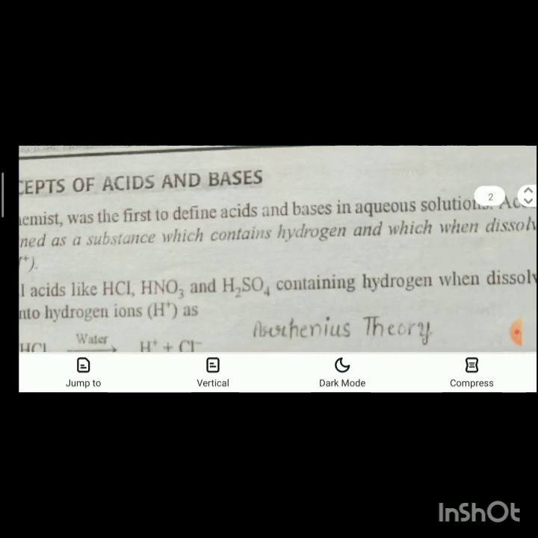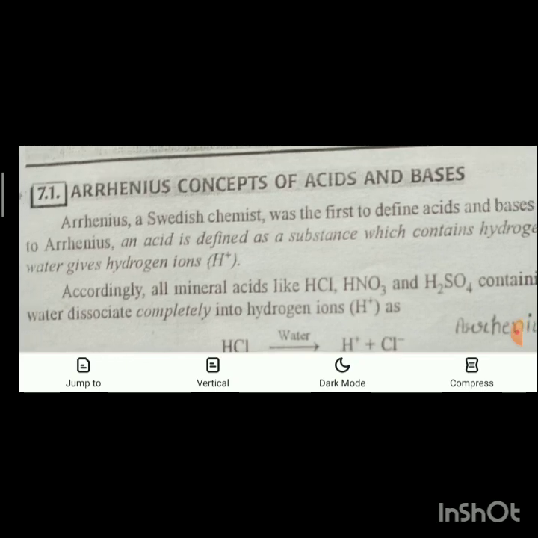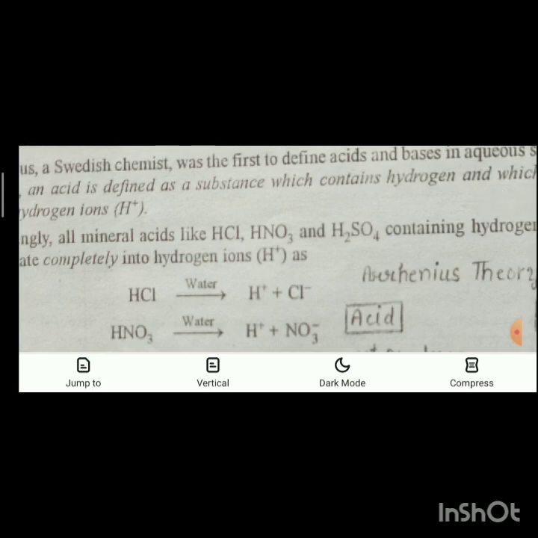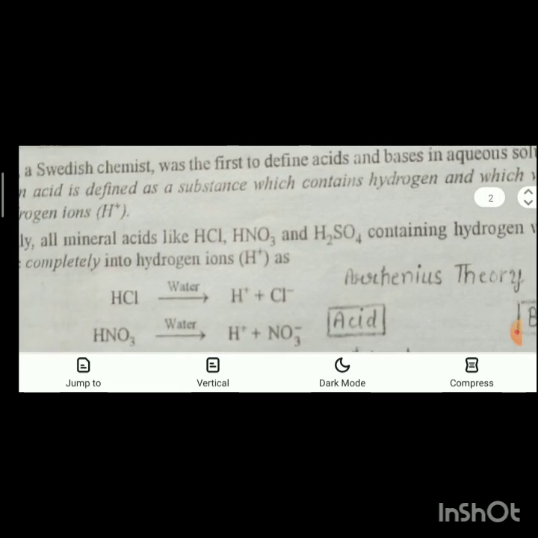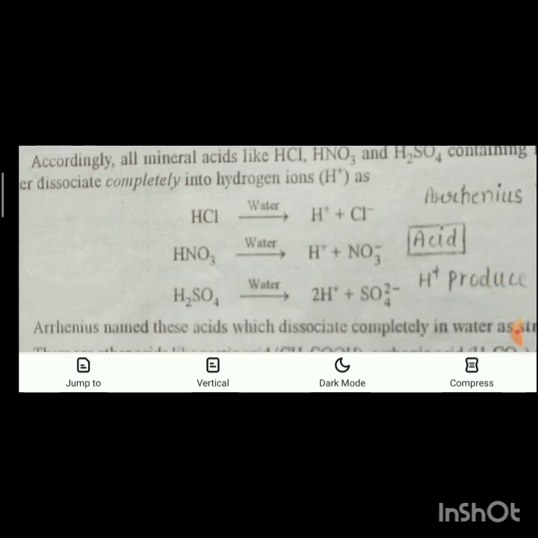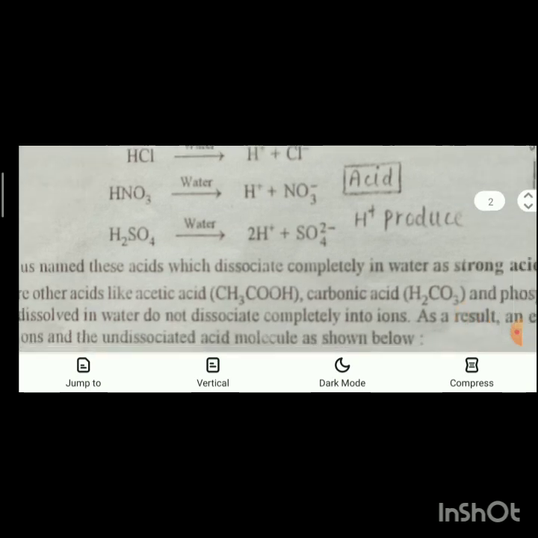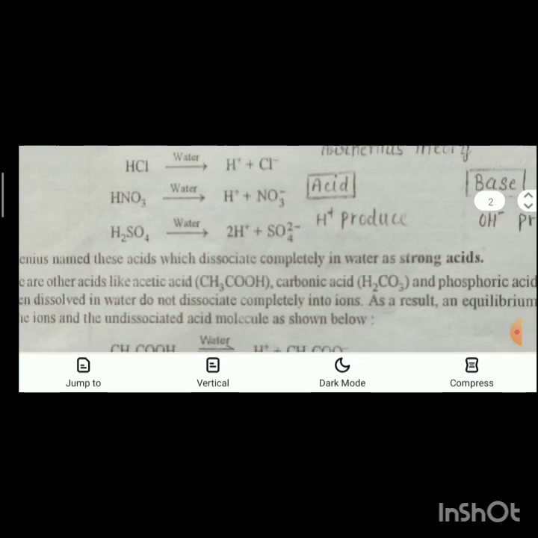According to Arrhenius, an acid is defined as a substance which contains hydrogen and which when dissolved in water gives hydrogen ion. Accordingly, all mineral acids like HCl, HNO3 and H2SO4 containing hydrogen when dissolved in water dissociate completely into hydrogen ions, as HCl in the presence of water gives H+ plus Cl-. HNO3 in the presence of water gives H+ plus NO3-. H2SO4 gives 2H+ plus SO4 2-. Arrhenius named these acids which dissociate completely in water as strong acids.